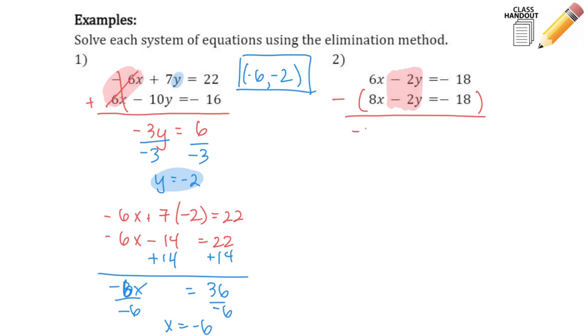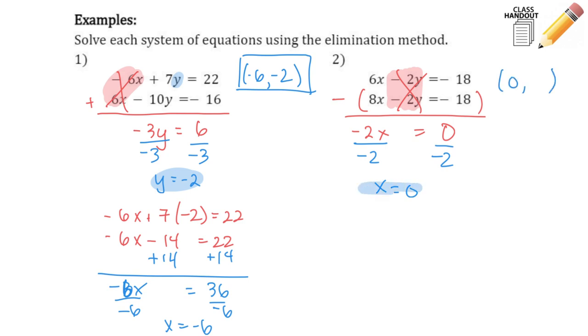That's going to be negative 2x. These are going to eliminate because negative 2y minus negative 2y is 0. And we're going to do negative 18 minus negative 18. That's going to be 0. Then we're going to divide by negative 2. 0 divided by negative 2 is just 0. So my solution is going to be 0 comma something.